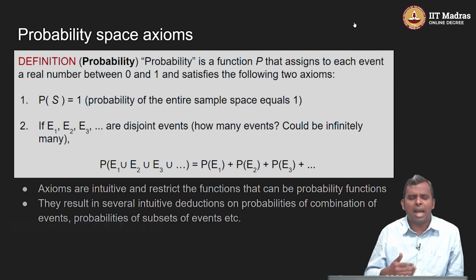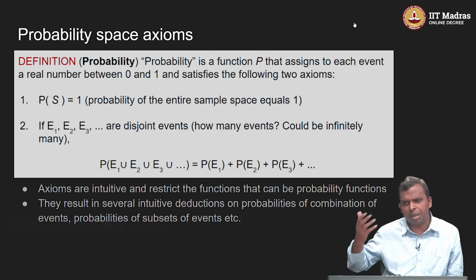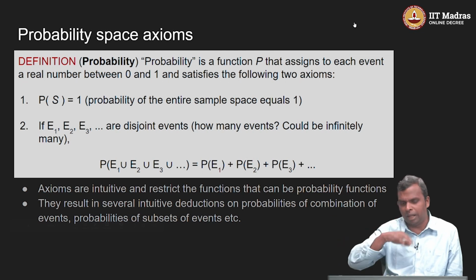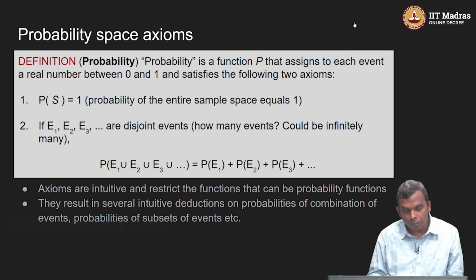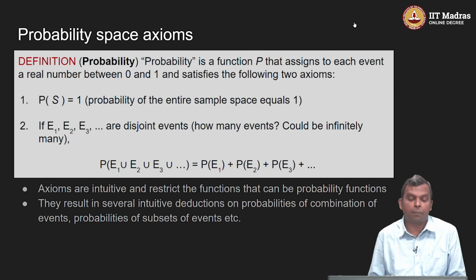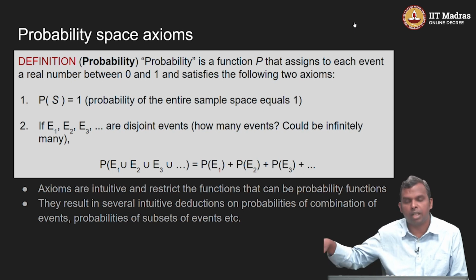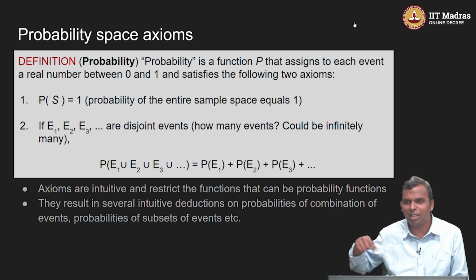It turns out you could have either a finite number of events, or infinitely many. It can keep on coming, one after the other: E1, E2, E3, like that. So the second axiom is what's most interesting. If you have a collection of disjoint events E1, E2, E3, and so on, how many can you have?